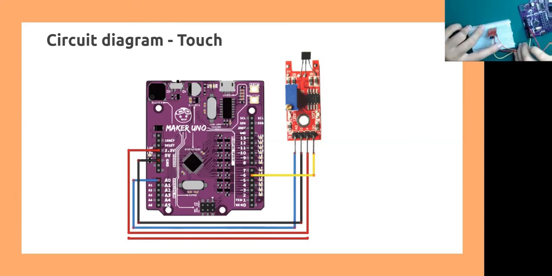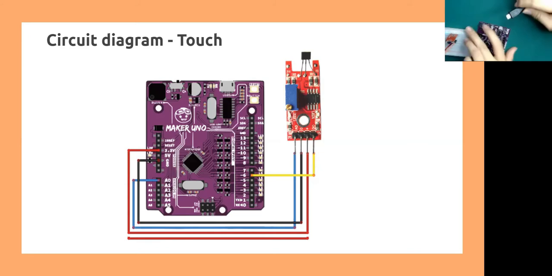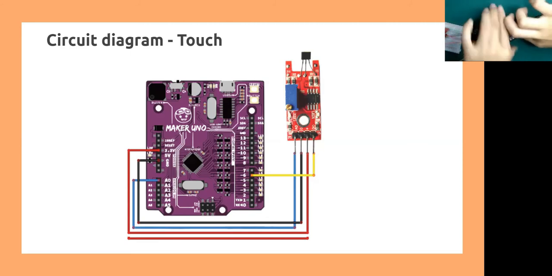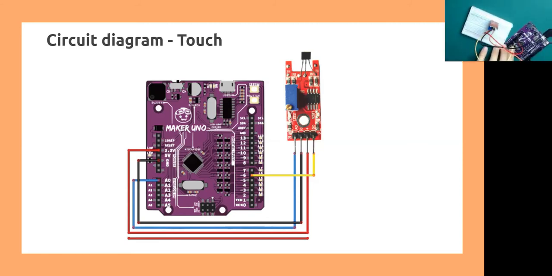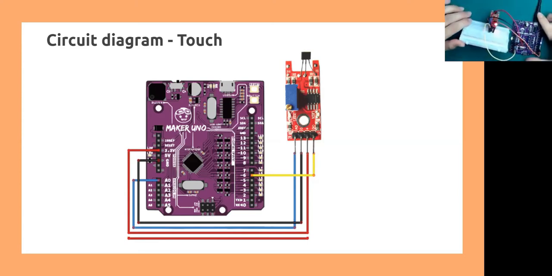Okay, so we can go to the software part. So we shall connect the Maker UNO to your laptop. Once you've connected it to your laptop, your touch sensor will have an LED light up. So your LED will be here.